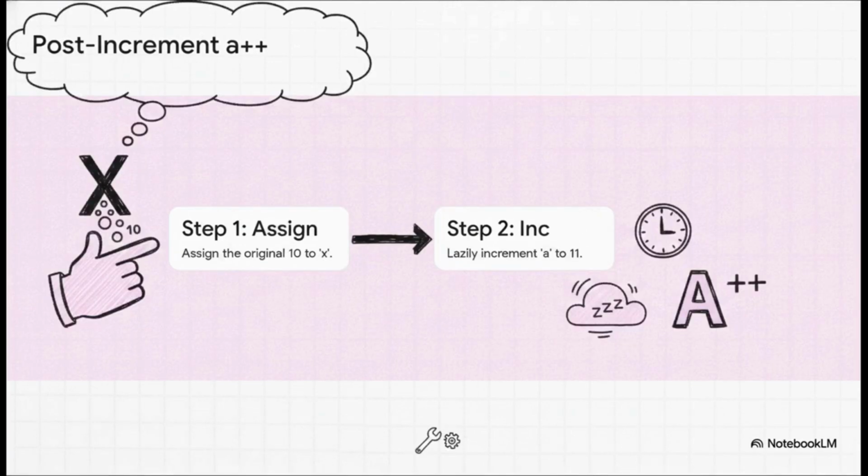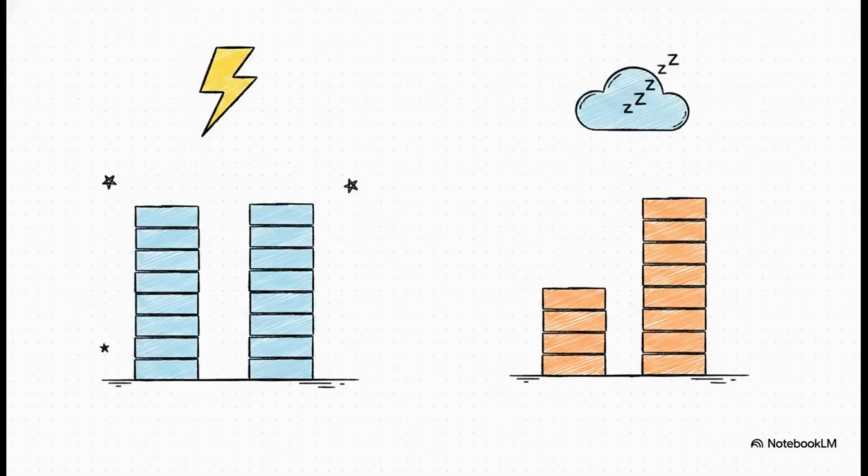Now, contrast this with the lazy behavior of the post-increment. Our equation here is x = a++. The rule for post-increment is: first assign, then increment. Because the a comes before the plus signs this time, the system prioritizes the assignment. Step 1, it grabs the original unchanged value of a, which remember is 10, and drops it right into x. Step 2, only after that assignment is completely finished does the lazy system finally get around to incrementing a up to 11.